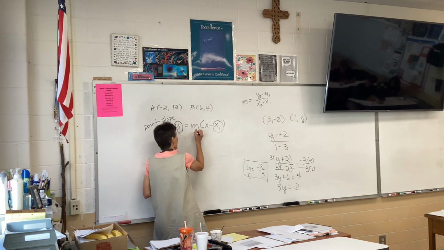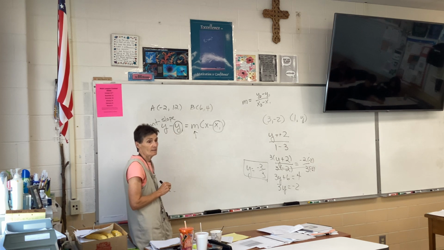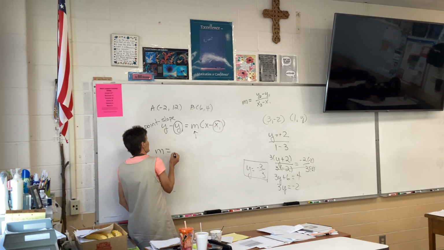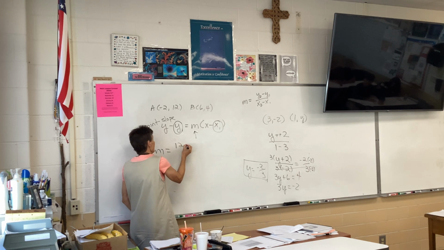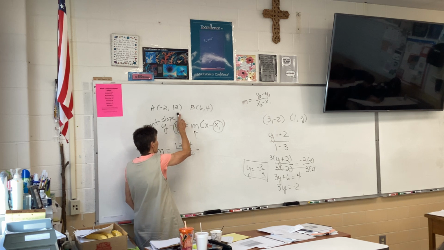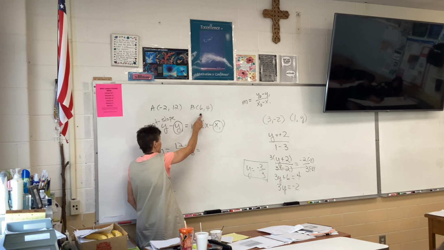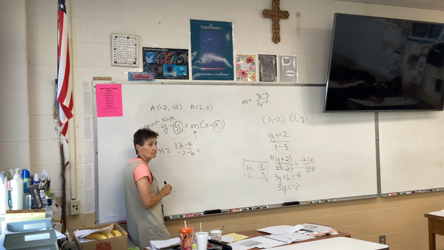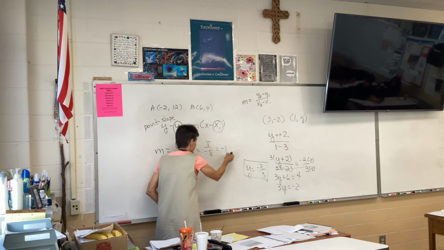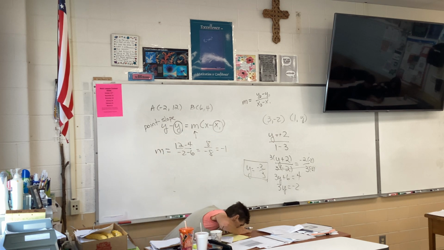But before I do that, I need to figure out my slope, and you know how to do that. My slope is going to be 12 minus 4 over negative 2 minus 6. Y minus y, x minus x. So that's 8 over negative 8, so that works out to be negative what again?